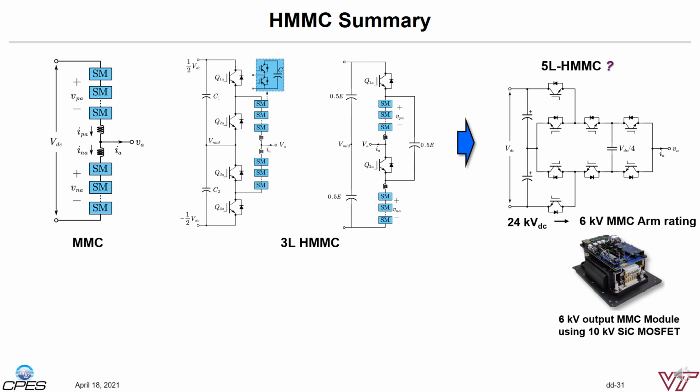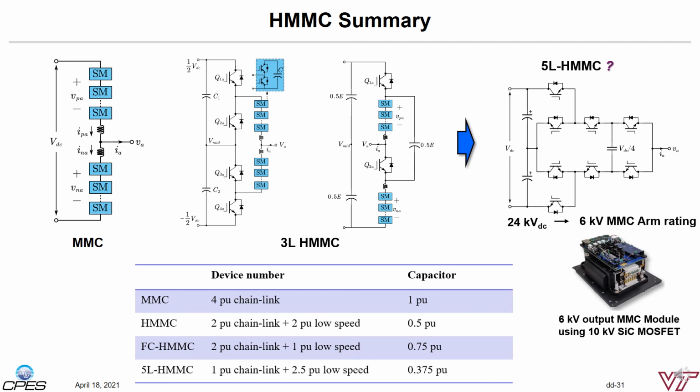So here I will make a suspense. As we are patenting the solution now, I will not show the circuit here. If you are interested in this, please join our consortium to learn more about it. The summary table is shown here. Both the three-level HMMC and the flying capacitor-based three-level HMMC show a promising benefit compared with MMC. Five-level HMMC can further push the power density and efficiency.